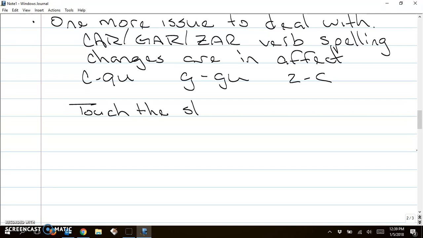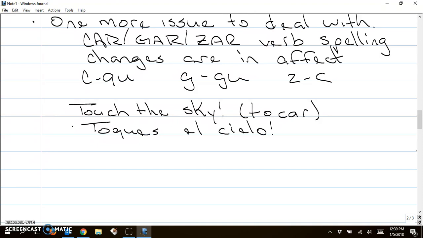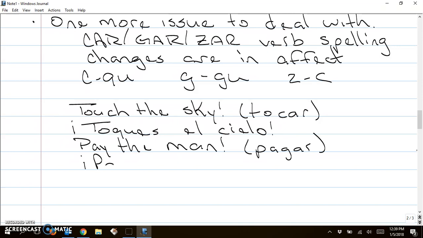Touch the sky. Okay, the verb to touch is tocar, so it's going to end up being no toques el cielo. Okay, kind of a strange command, but touch the button or whatever you want to use. The next one we'll do is pay the man. Pagar would be pagues el hombre.